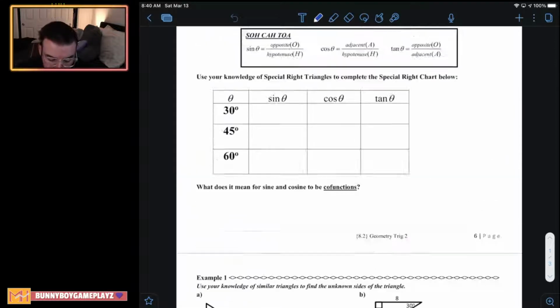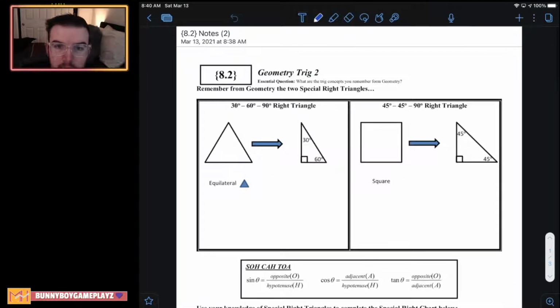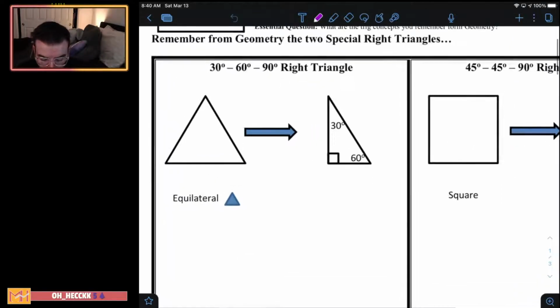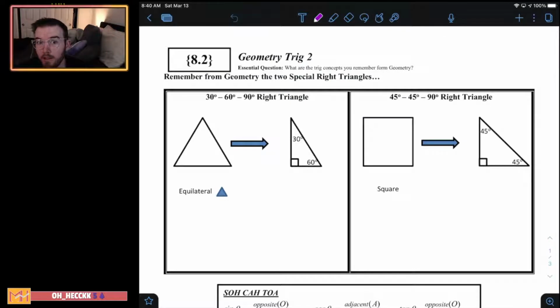Thanks for joining. We're continuing to look at trig values, and we're looking at our special right triangles. We had a couple of lessons dedicated to this in geometry. We're going to do it all at once as opposed to splitting it up. We're going to look at 30, 60, 90 triangles and 45, 45, 90 triangles.